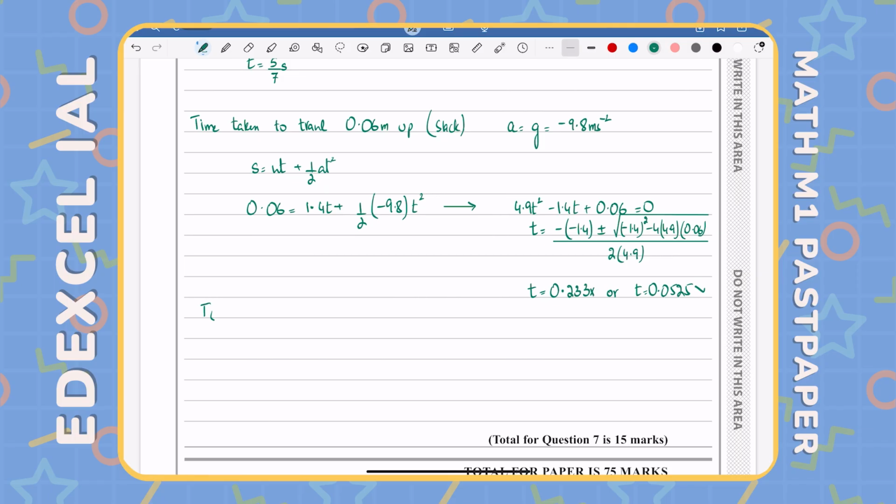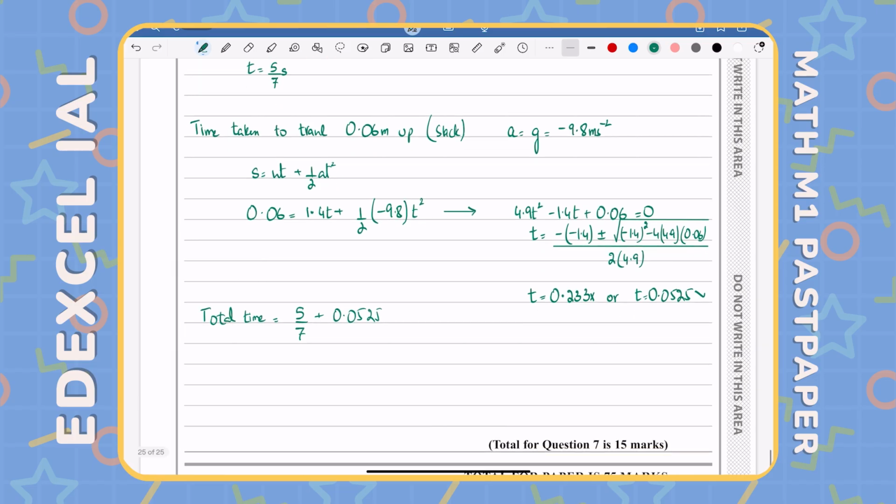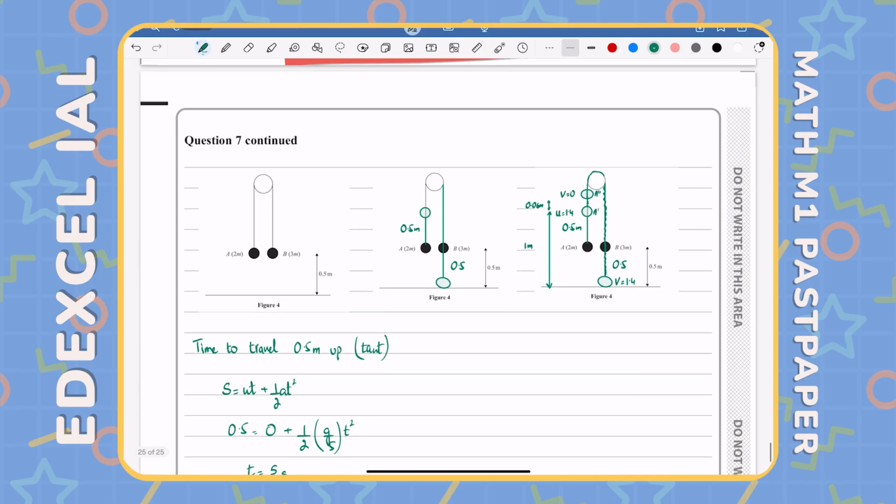Now what is the total time? The total time that it takes to reach a height of 1.06 meters is equal to the time that we worked out earlier, which was 5 upon 7, plus this time, which is 0.0525. Now if you work this out and give your answer correct to 3 significant figures, the total time t is equal to 0.77 seconds, and that is the final and the correct answer. So that's the answer to part C.